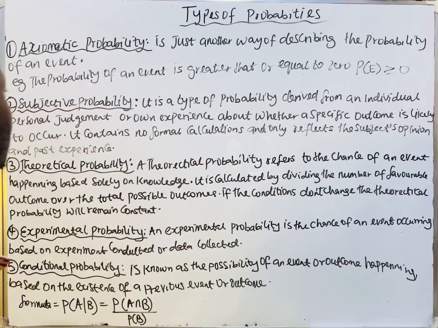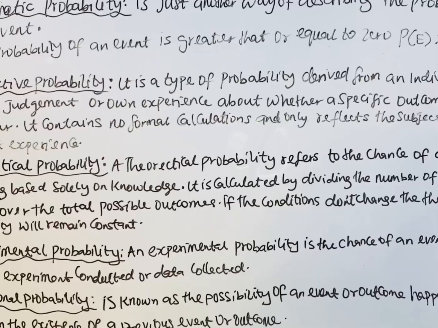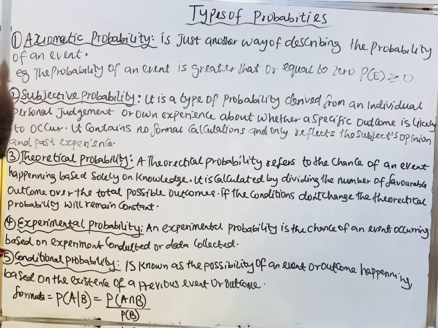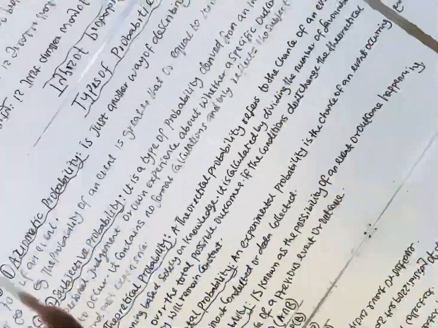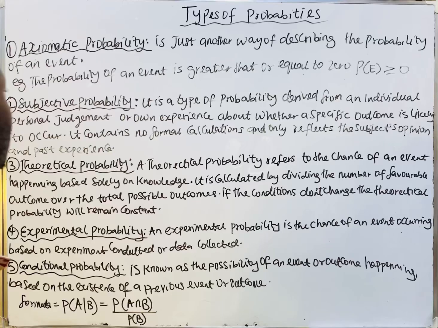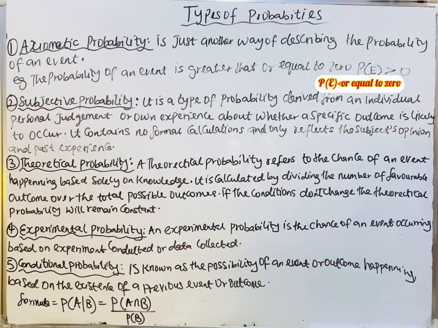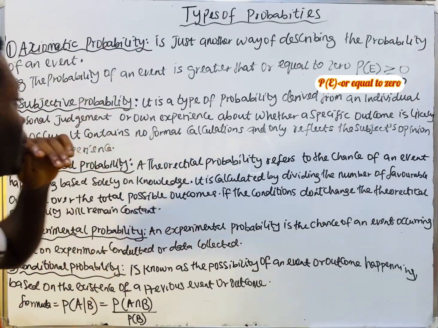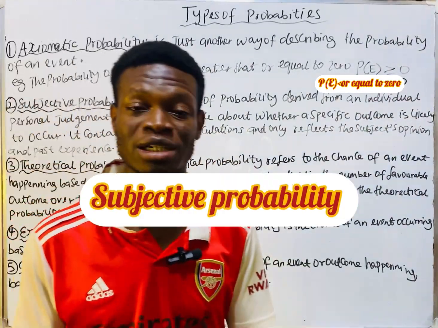The first one is that the probability of an event should not exceed 1. It can be equal to 1. It ranges from 0 to 1. It must not exceed 1. The second one is that the probability of the sample space must be equal to 1. And the third one, for two mutually exclusive events: the probability of event 1 union event 2 is equal to the probability of event 1 plus the probability of event 2.